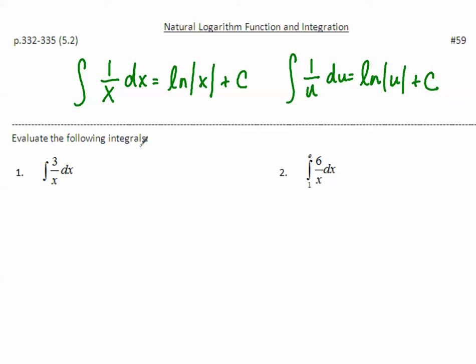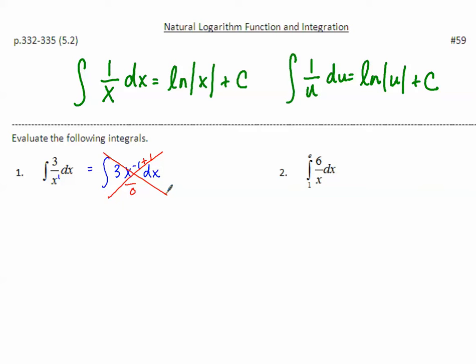Evaluate the following integrals. First of all, I'm thinking to myself, I have a rational function. Now, you may be inclined to simplify or rewrite and use our power rule. Well, I just want to show you quickly what it looks like when x is to the power 1 in the denominator. If we rewrote this as 3x to the negative 1, and we tried to use our power rule, we add 1 to the exponent, we get 0. We divide by the new exponent. Well, what happens when you divide by 0? That's right, you can't do that. So we're not going to do that.